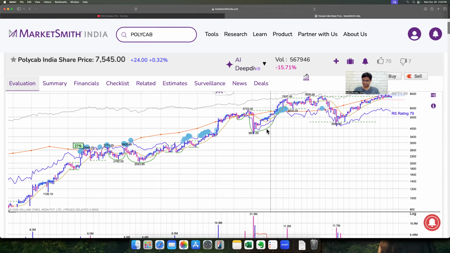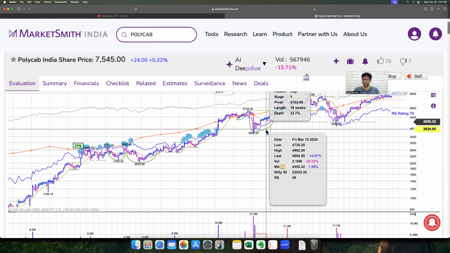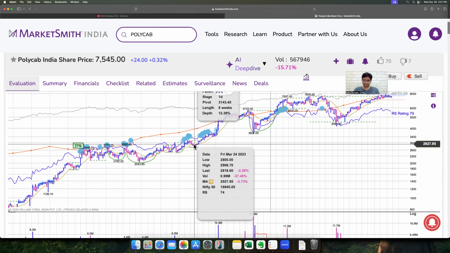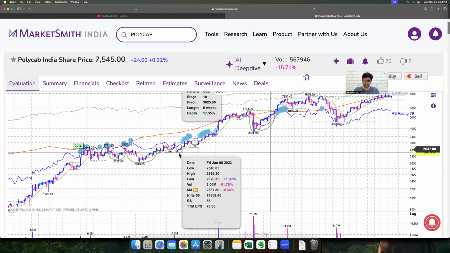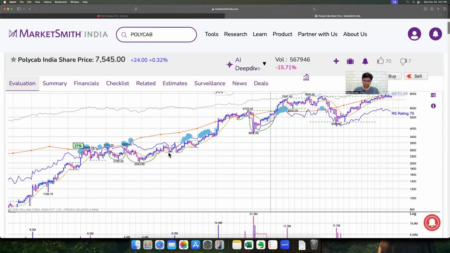You notice here, this is just a cup without the handle. This is a flat base. This is again, I think, a cup without the handle. This is a flat base. So all of these bases are already marked on the MarketSmith chart.